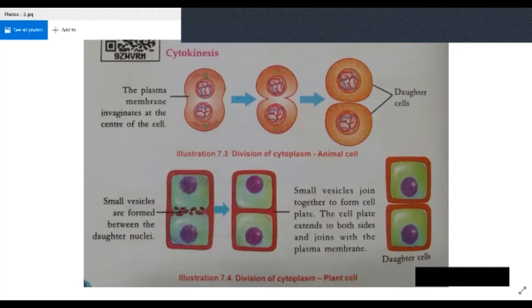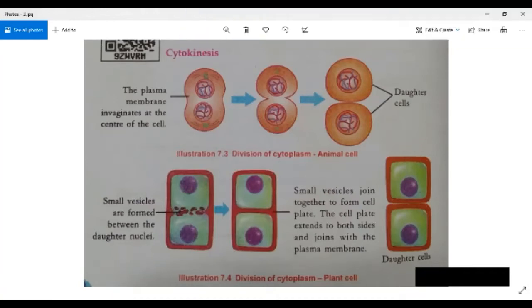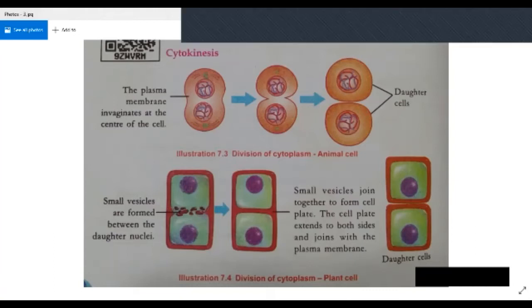And in the case of plants, you can see small vesicles are formed between the daughter nuclei. So two daughter nuclei are formed after karyokinesis. Division of nucleus is known as karyokinesis. So after karyokinesis, two nuclei will be formed inside a single cell. In plants, small vesicles are formed between the daughter nuclei, and the next step is that the small vesicles join together to form the cell plate. The cell plate extends to both sides and joins with the plasma membrane.